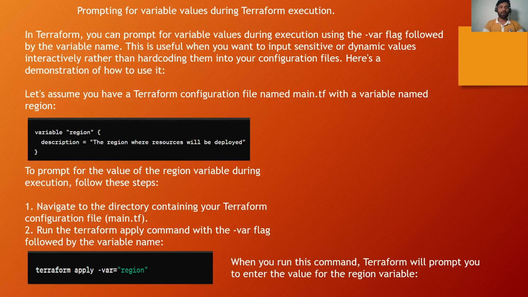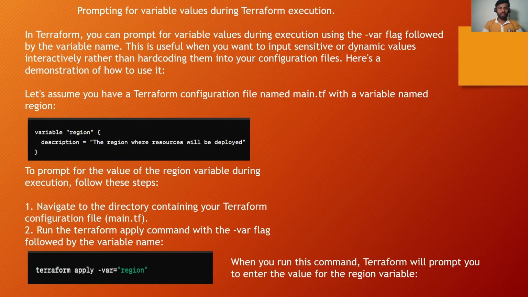Then prompting for variable values during Terraform execution. In Terraform, you can prompt for variable values during execution using the -var flag followed by the variable name. This is useful when you want to input sensitive or dynamic values interactively rather than hard coding them into your configuration file.